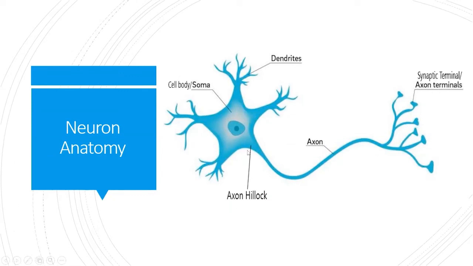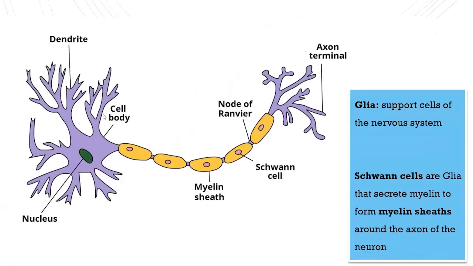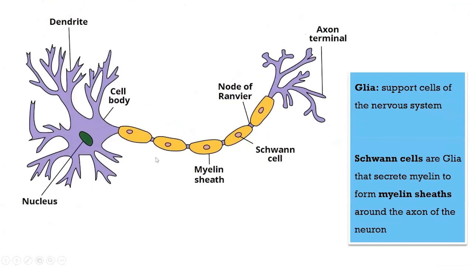Next is the axon hillock, and this is where the initial nerve impulse occurs that can lead to action potentials down the axon. So the axon is just this elongated part of the cell where your action potentials will occur, and we'll talk more about that in the next video. Lastly, you've got your synaptic terminals or axon terminals, and this is the specialized area within your axon that contains your neurotransmitters or neural hormones.